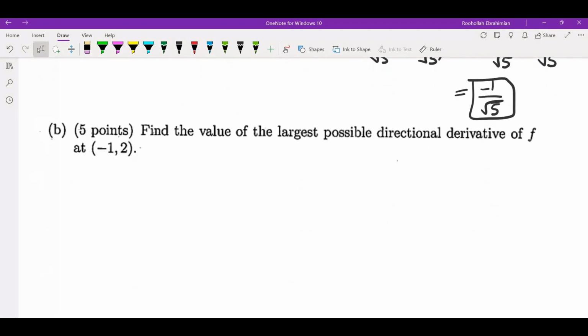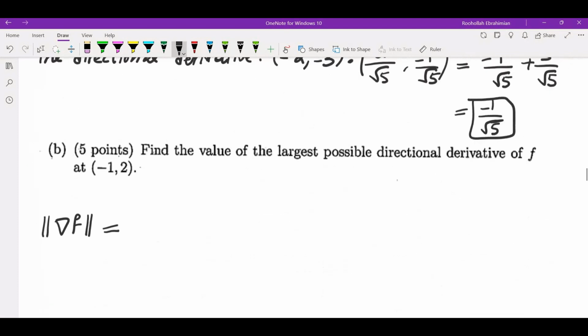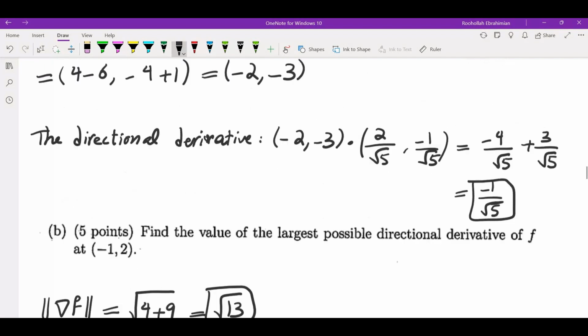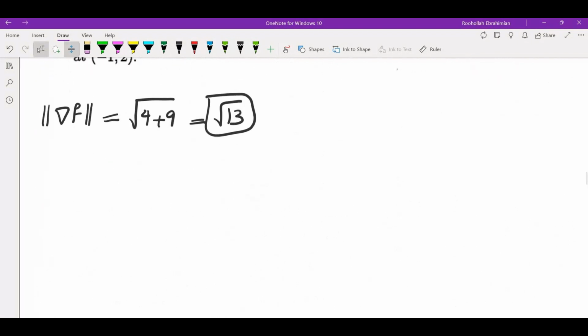Find the value of the largest possible directional derivative. So the largest possible directional derivative is the magnitude of the gradient, which is exactly, we found the gradient, so it's exactly root of 4 plus 9, so root 13. And this is at the point that they gave us, (-1, 2). So we already had done the calculation.